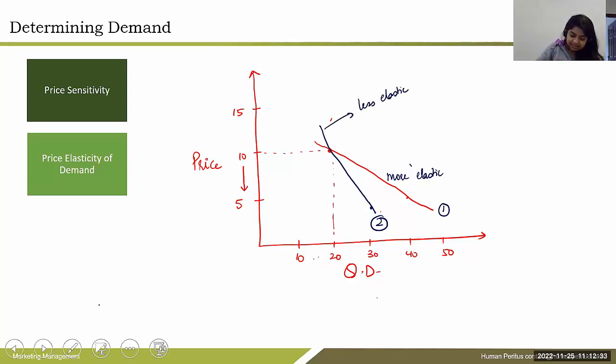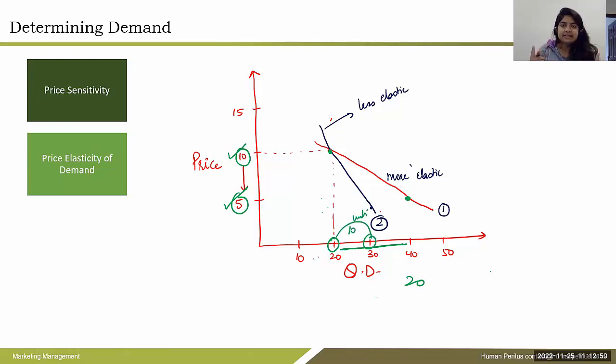People, if you see, I'll explain it through the third color. So the price change is common in both. From 10 rupees, we are going to 5 rupees. In situation 1, from initial 20, we are going to 40. So the quantity demanded changes by 20 units. But in situation 2, quantity demanded only changes from 20 to 30, which is only by 10 units. So more elastic and less elastic.